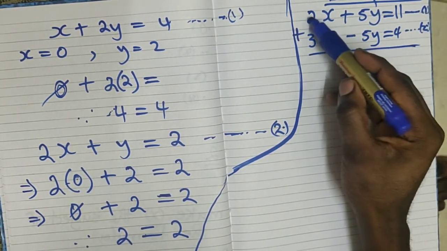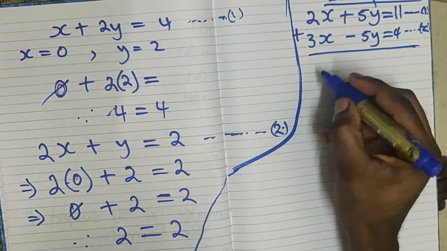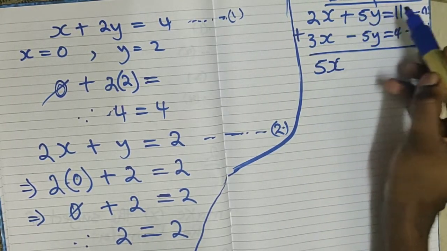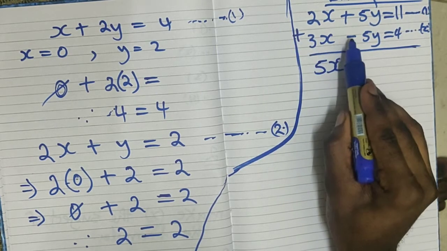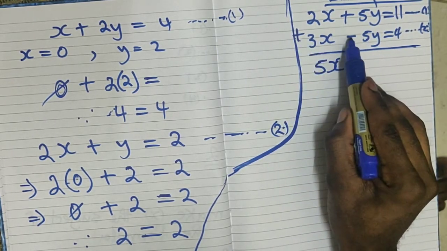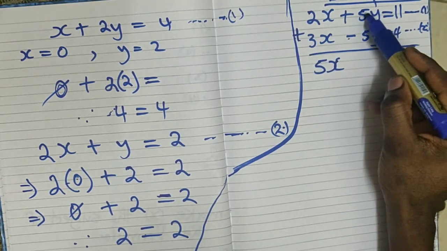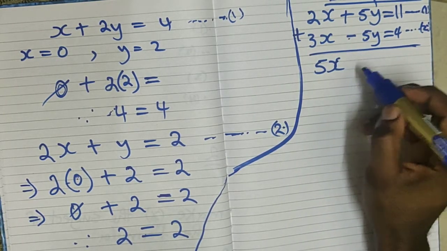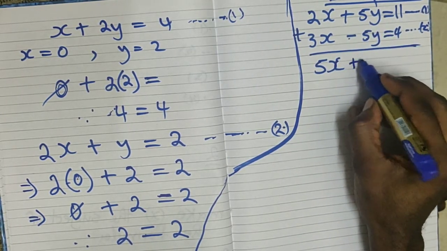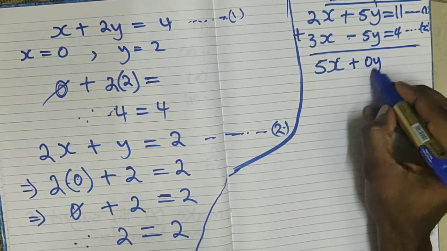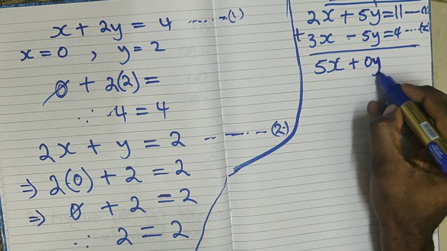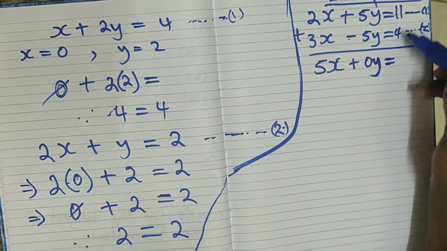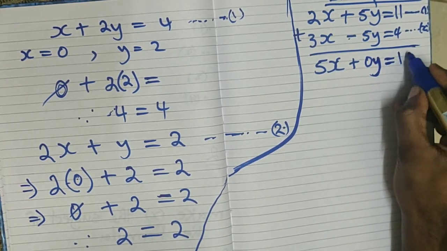Now, 2x plus 3x is 5x. Now, 5y plus negative 5y. Plus and minus gives negative, so this is the same as 5 minus 5, which is 0. So this one will become 0y, plus, let me just put 0y for you to understand, though there's no need for it. Equals 11 plus 4, which is 15.